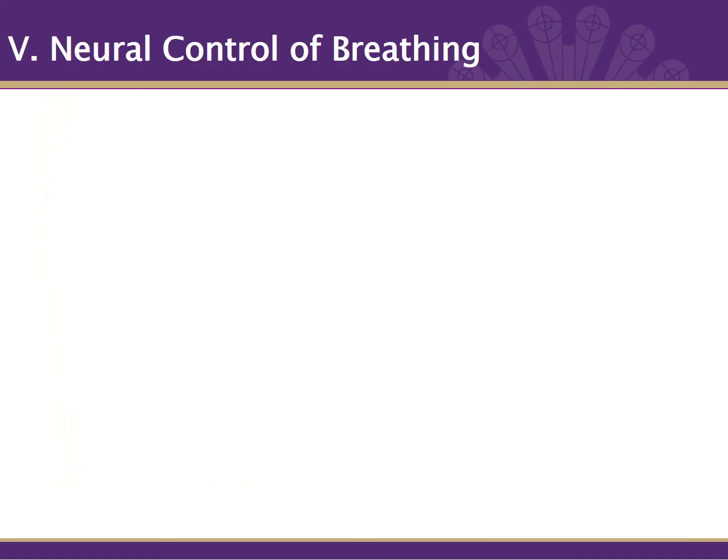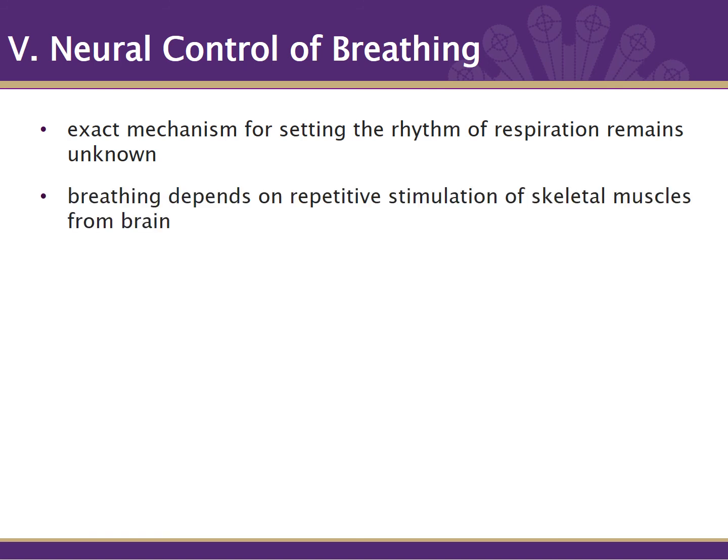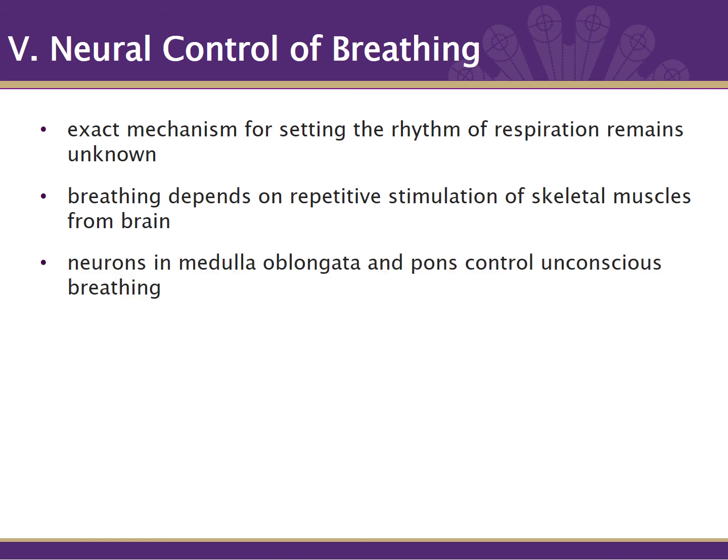Neural control of breathing. A few points about how our breathing is controlled. The exact mechanism for setting the rhythm of respiration is not known. Breathing depends on repetitive stimuli of skeletal muscles from the brain. Neurons in the medulla oblongata and pons control the unconscious breathing, while voluntary control is provided by the motor cortex.